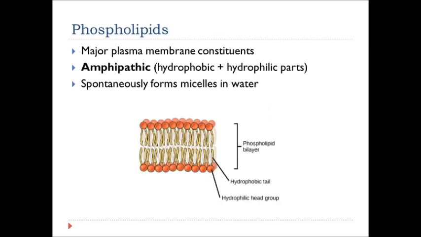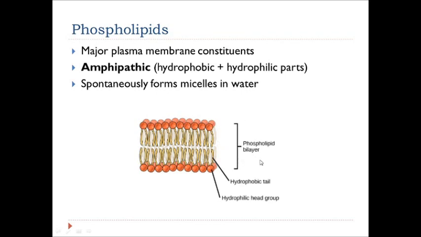Phospholipids are the major components of our plasma membranes. So they are extremely important. Plasma membranes are the outer surfaces of our cells. They are known as amphipathic because they have both hydrophobic and hydrophilic parts.